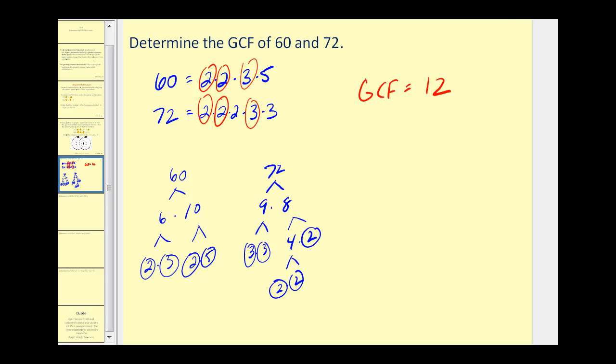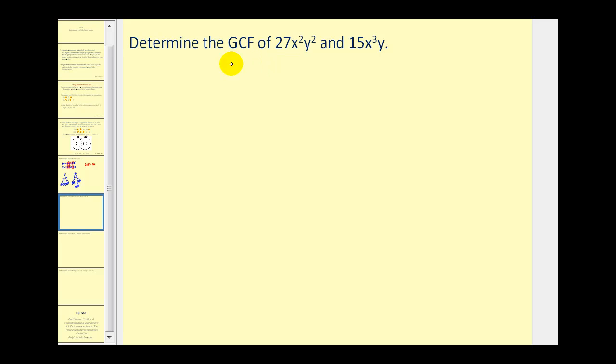Let's go ahead and try another one. So notice now we're introducing variables, but the procedure is going to be exactly the same. Let's go ahead and write these out in prime factored form.